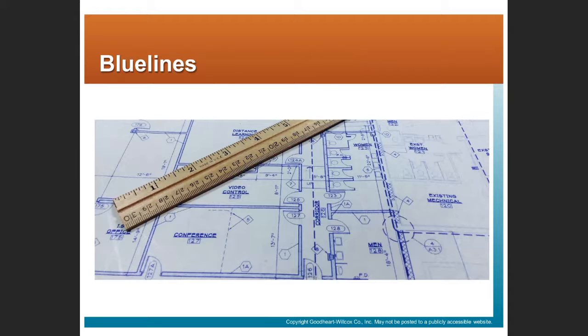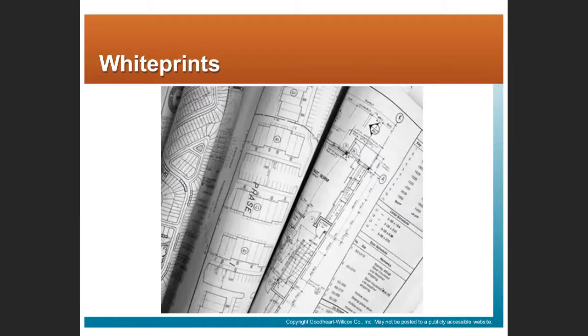So that's what a blue line drawing looks like: blue text on a white background, again a reproduction of something that was drawn by hand. And now a white print might be a reproduction of a black line reproduction of something drawn by hand.